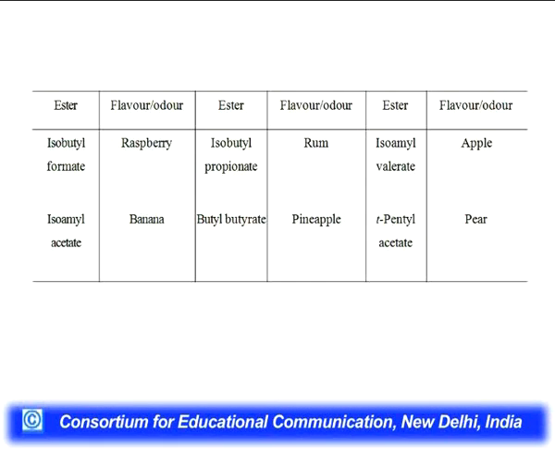This is a table which shows some of the compounds: isobutyl formate with raspberry flavor, isobutyl propionate with rum flavor, isoamyl valerate with apple flavor, isoamyl acetate with banana, butyl butyrate with pineapple, and tertiary pentyl acetate with pear.